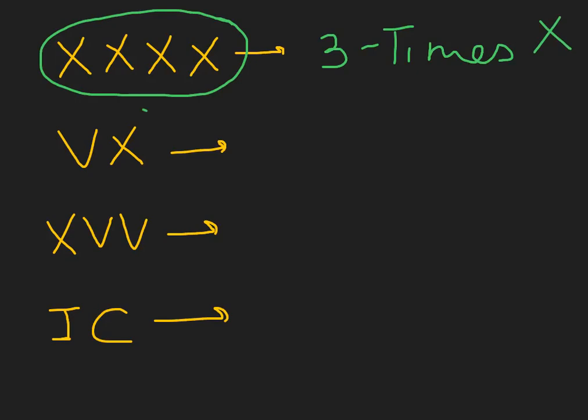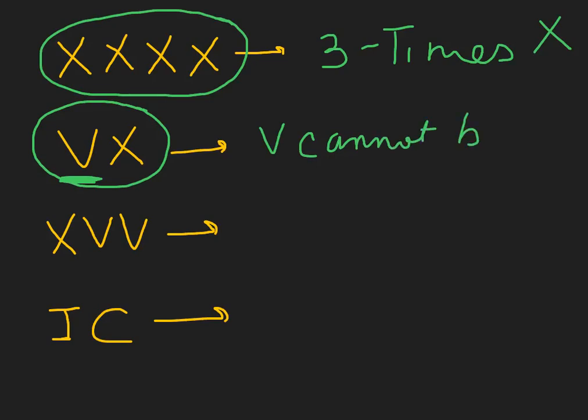Now why is this Roman numeral wrong? VX is wrong because V cannot be written on the left hand side. We have studied this in rule number 5. So this is wrong. V cannot be on the left, according to rule number 5.